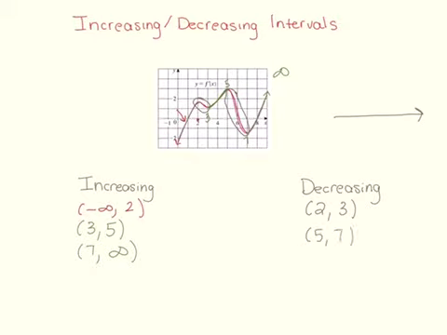Now notice I'm using parentheses for all of these, and that's because at those points I can't be both increasing and decreasing. So I can't use a bracket there to say I'm still increasing at 5, because that's the point where it changed from increasing to decreasing. So on this graph I have 3 intervals where I'm increasing, and I have 2 intervals where my graph is decreasing.